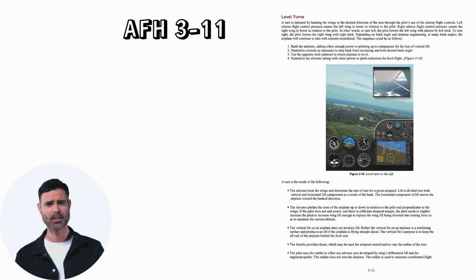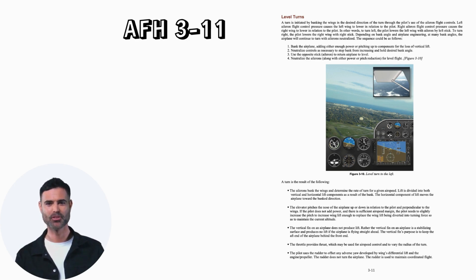The vertical fin on an airplane does not produce lift. Rather, the vertical fin on an airplane is a stabilizing surface and produces no lift if the airplane is flying straight ahead. The vertical fin's purpose is to keep the aft end of the airplane behind the front end. The throttle provides thrust, which may be used for airspeed control and to vary the radius of the turn.